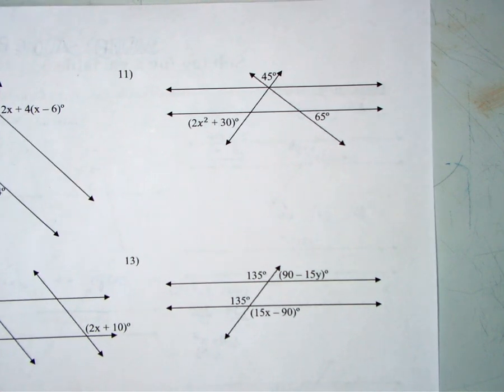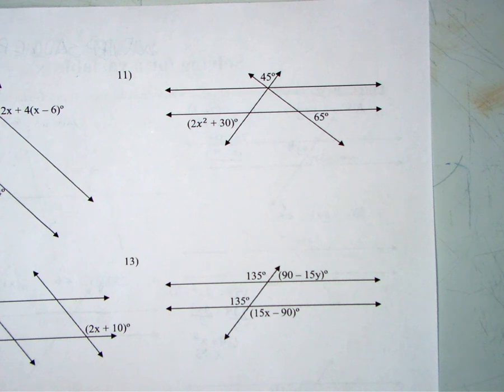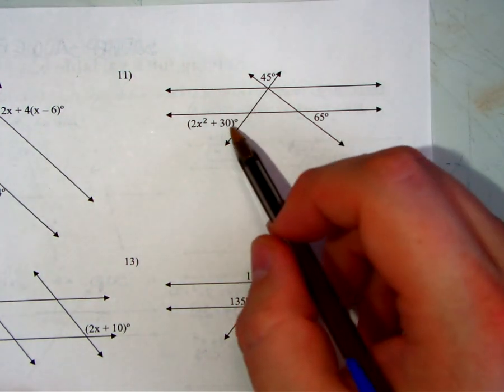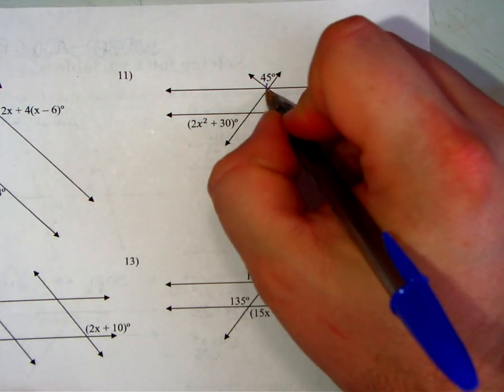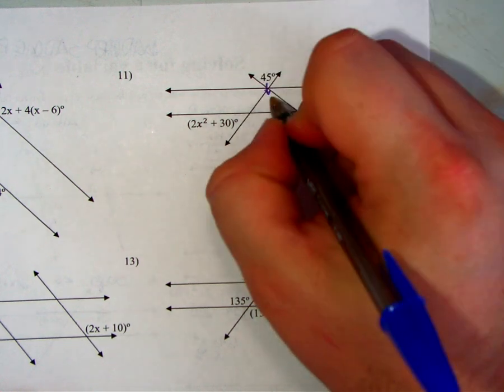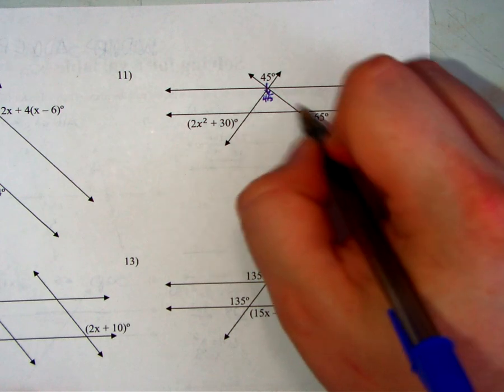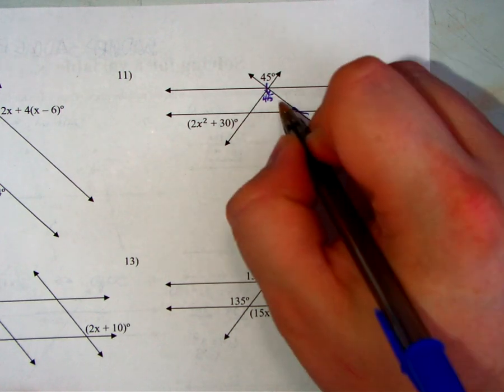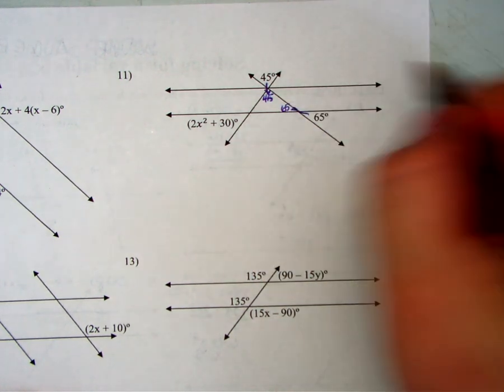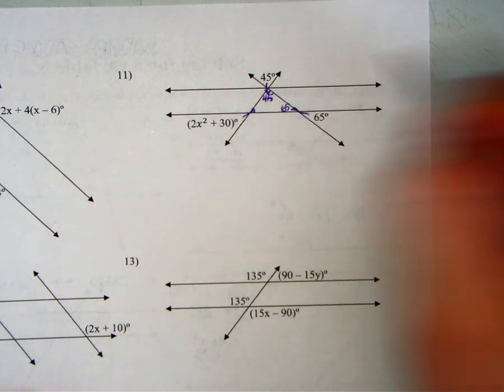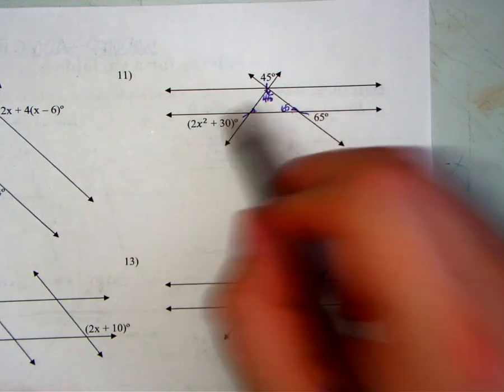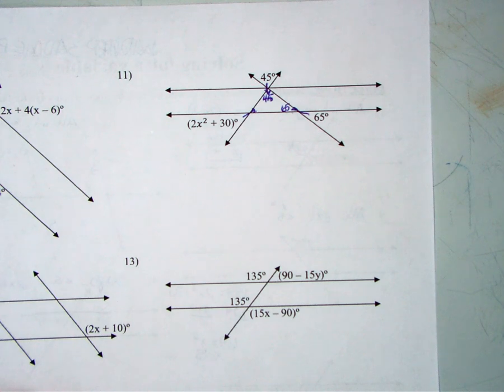Number 11. Number 11 is a very similar problem, but is actually easier than number 9. Number 11 is not exterior angles, but rather all of these are their vertical angle. And since all of them are their vertical angle, all three of these angles will add up to 180 degrees, and we can solve for x.